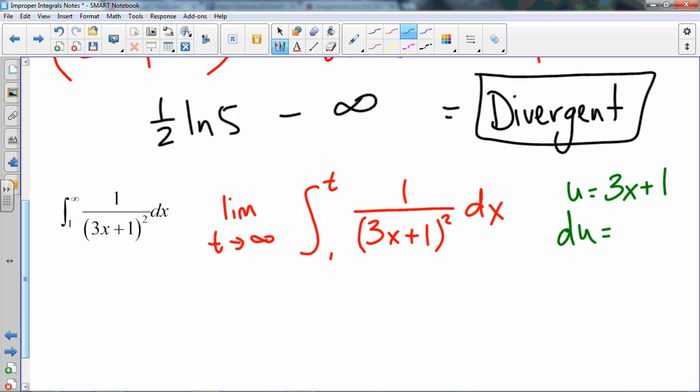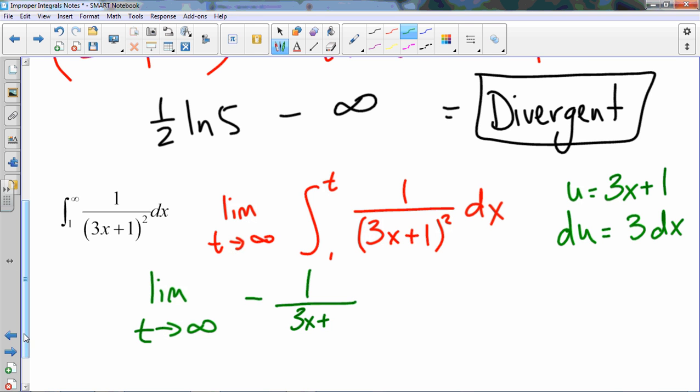The du is going to be 3. So when we integrate that, we're going to actually integrate 1 over u squared, which is u to the negative 2. So we're going to end up with a negative 1 over u, which was the 3x plus 1. But don't forget this 3 right here. We're going to need a third to take care of that. So I'm going to stick him right here. We're evaluating that from 1 to t.